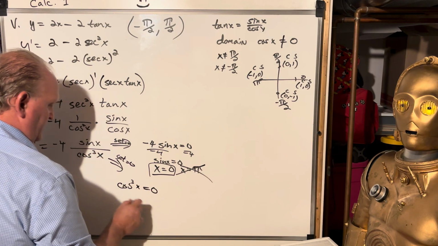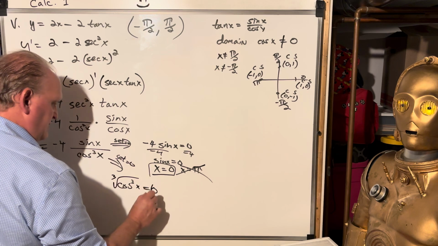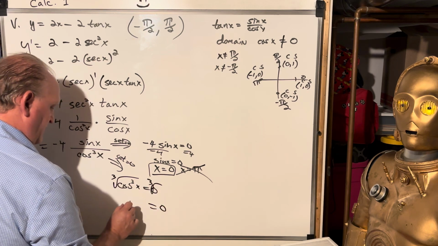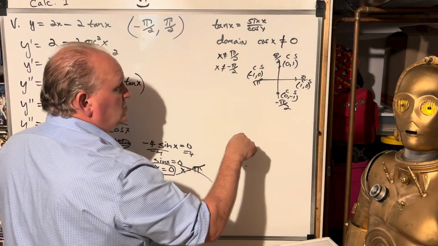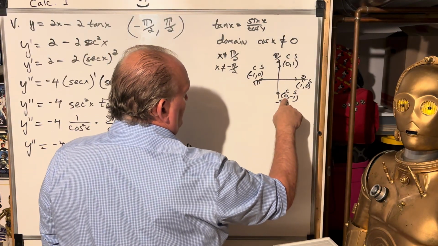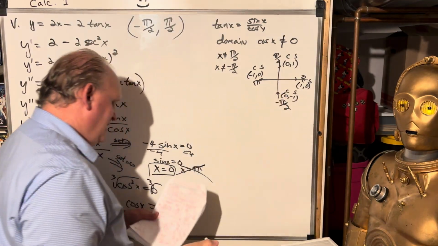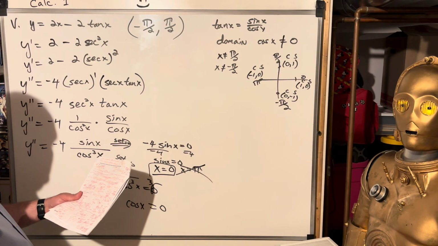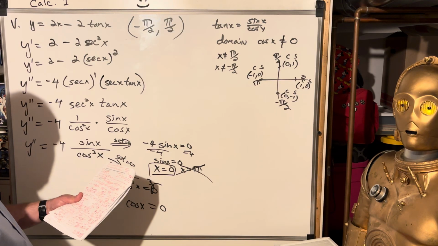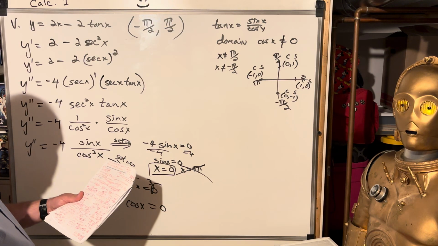And we take the cube root of both sides, and that's just 0. And so you got the cosine of x equal to 0. So where is the cosine 0? Well, that's 0 at -90 and 90, except those are our endpoints, and it's not inclusive. So those are not in the domain.